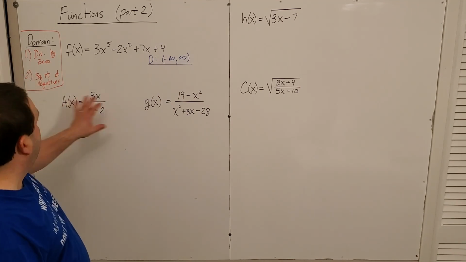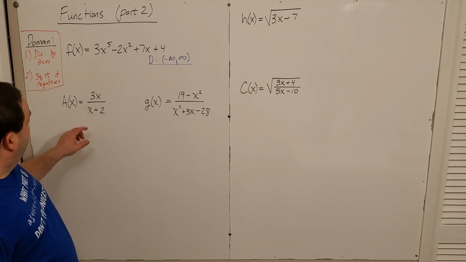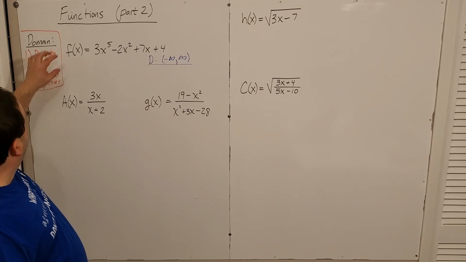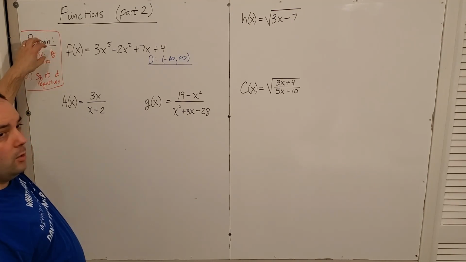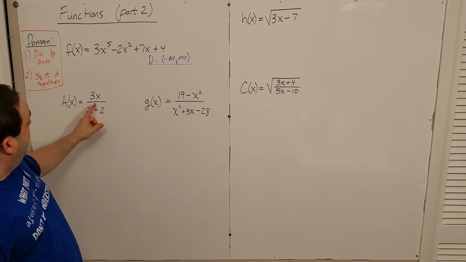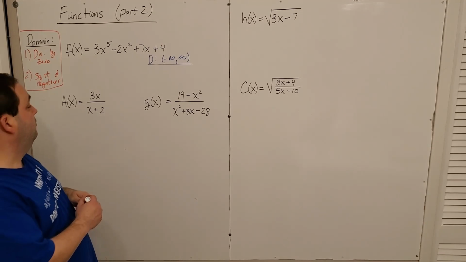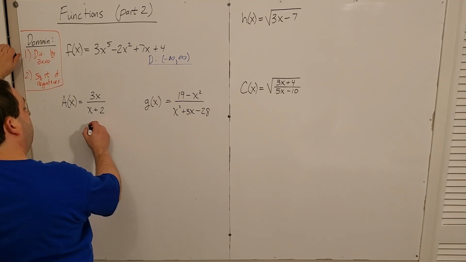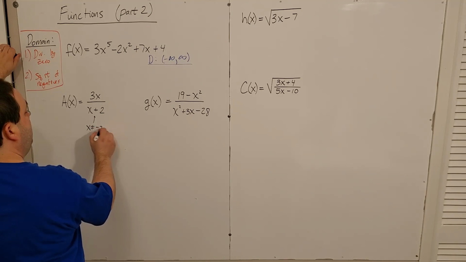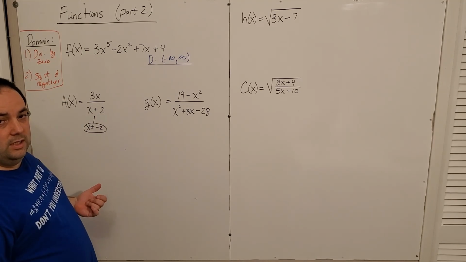Okay, so A and G. These two functions are both rational functions. They have variables in a denominator. So we need to make sure and catch that right away for the number one. Are there numbers that I could plug into this denominator that would cause a division by zero? And so you need to notice that because of this piece right here, x can't be negative 2. Because negative 2 plus 2 would be 0 in the denominator.